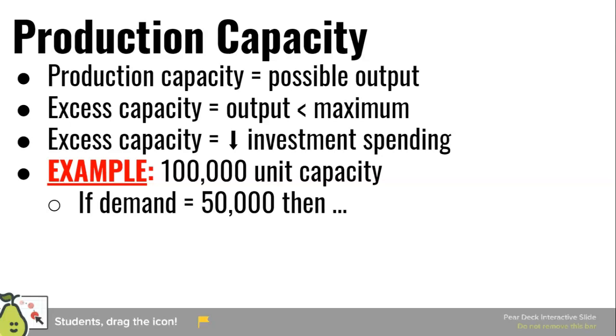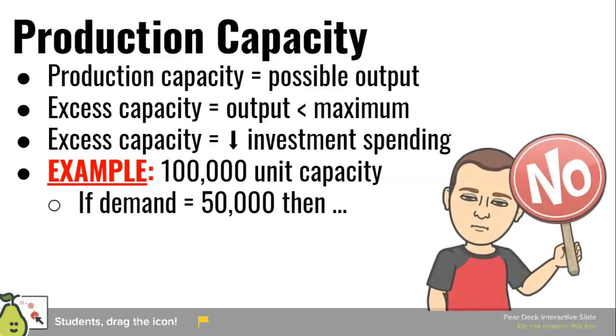So for example, let's say we have a manufacturing plant that can produce 100,000 units of whatever it is we're making, but there's only 50,000 units that are demanded. Well, if that's the case, we have a 50,000 unit excess capacity. So will we need to increase spending and investment to meet the needs of the market? And the answer in this case is no. So there's no need for additional investment spending here.